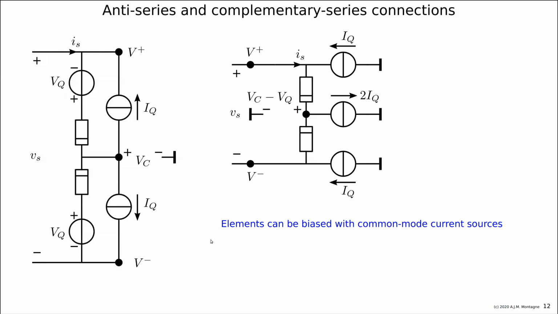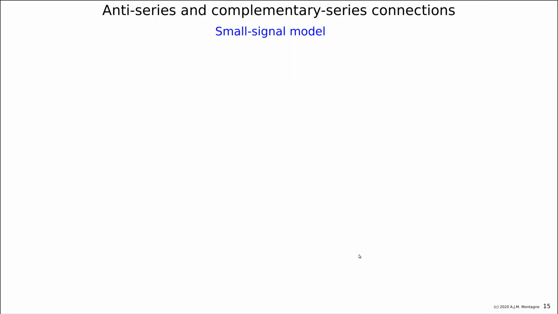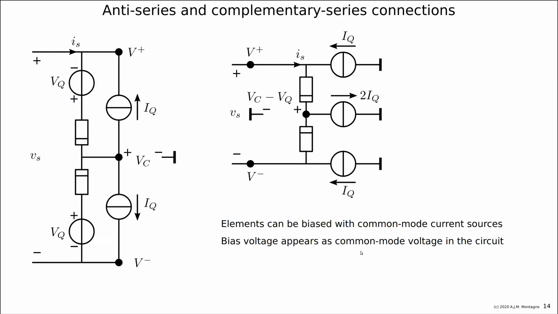So you could say elements can be biased with common mode sources if we have anti-series or complementary series connection. Bias voltage appears as common mode voltage in the circuit, and that is an important conclusion that we can later on use also for two port elements. So this is about the biasing and about the large signal characteristic.